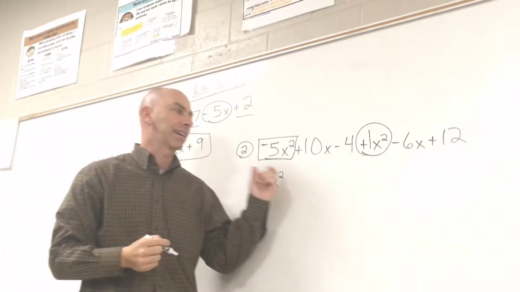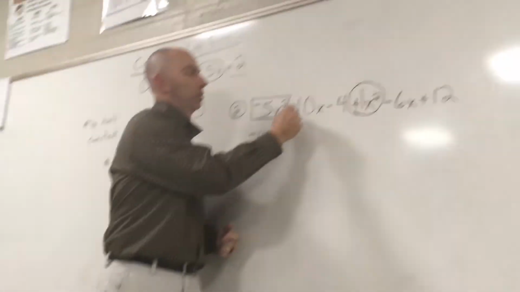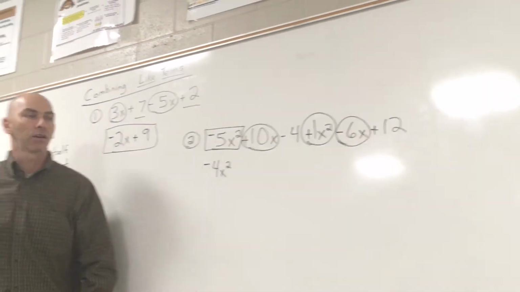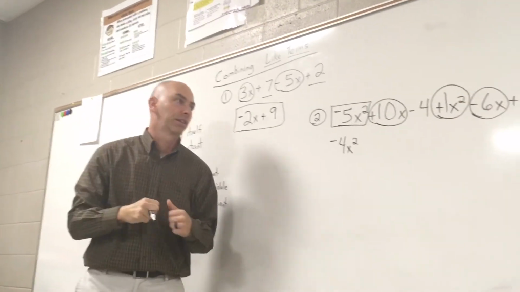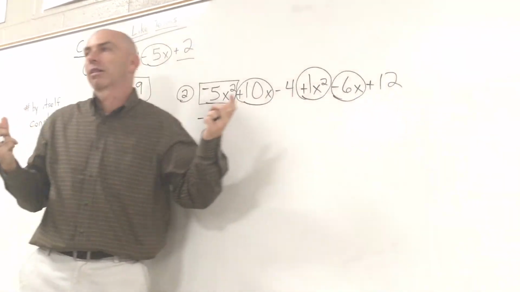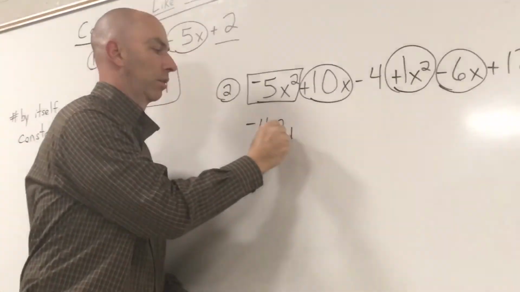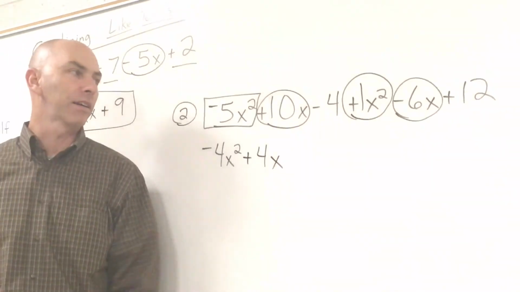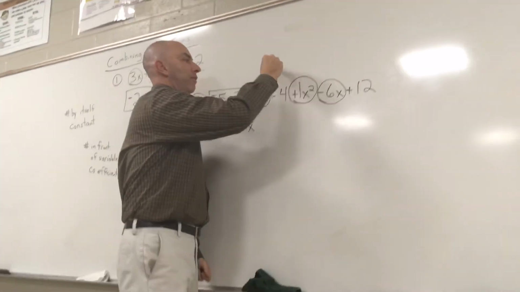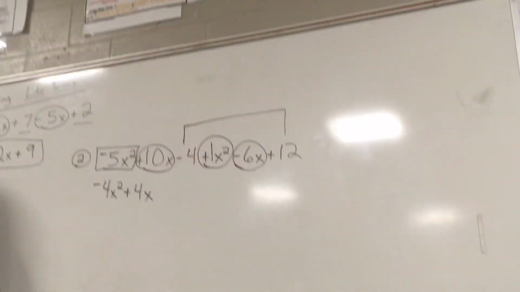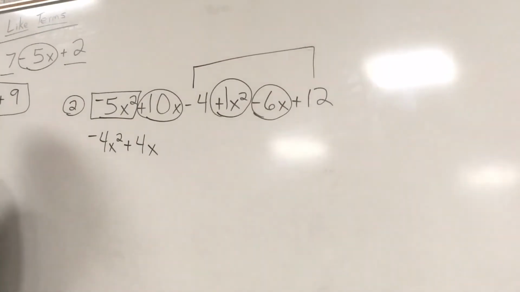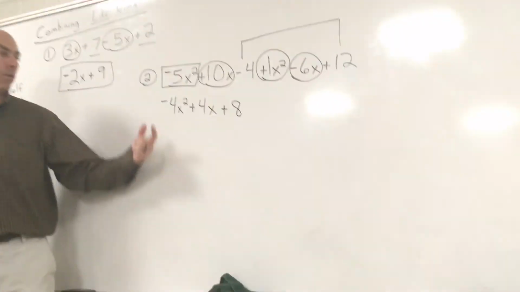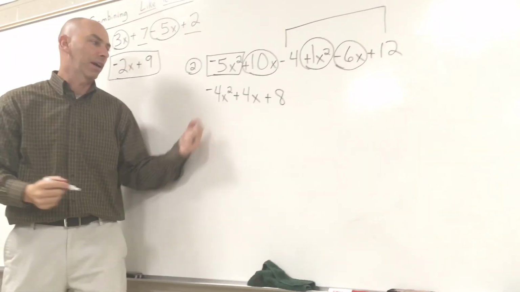Now, let's go with the x's. We have positive 10x minus 6x and nothing else. So combine those two. What's 10 minus 6? Positive 4. So combine the coefficients and just bring along the x. And the last one is negative 4 plus 12, which is 8. That's as simple as we can get because it can't go any further.